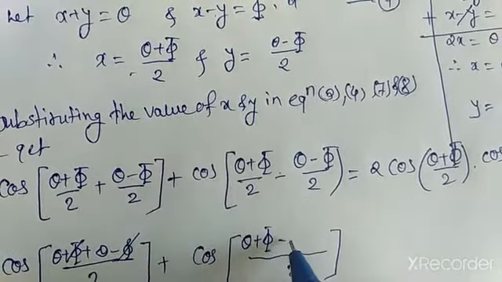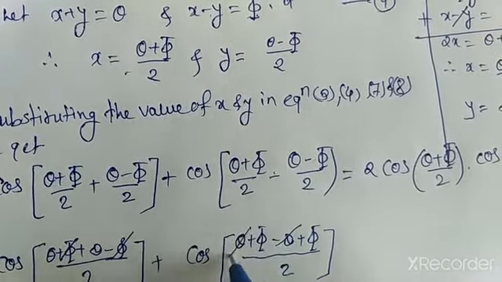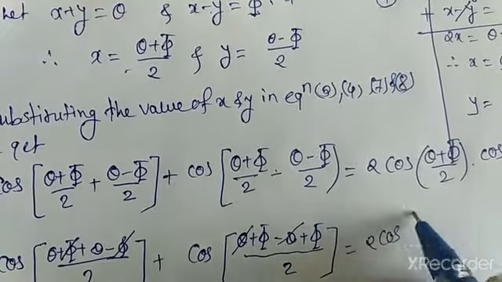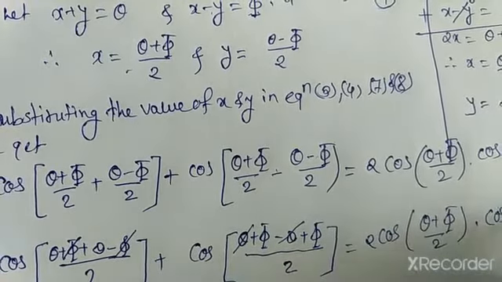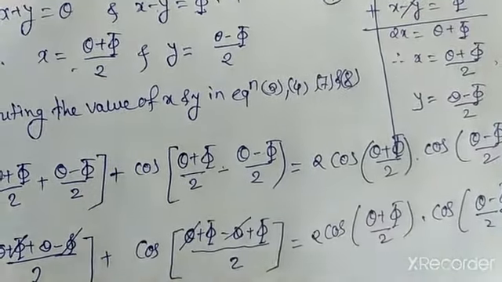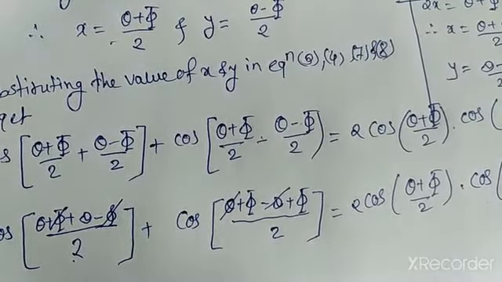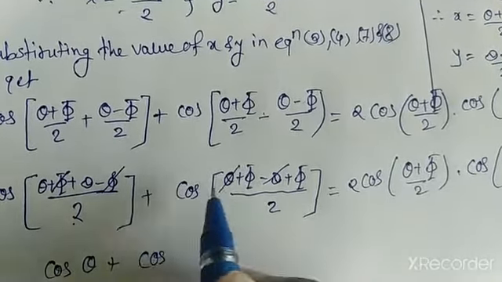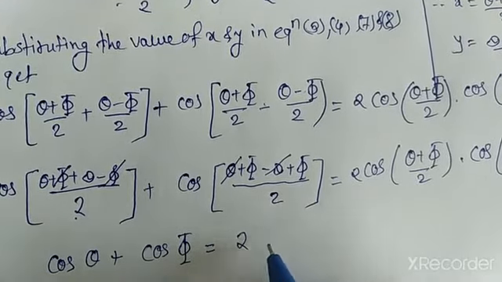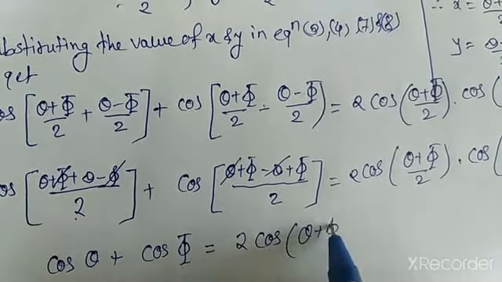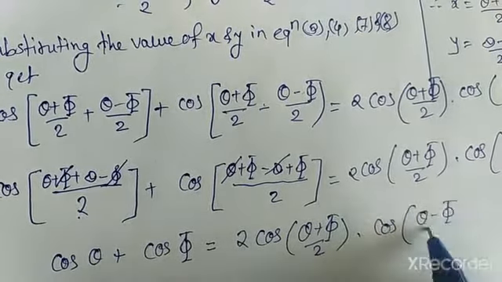− θ + φ)... okay, here θ will get cancelled, which is equal to twice cos of (θ+φ)/2 into cos of (θ−φ)/2. Okay, so here it remains twice θ upon 2, which is cos θ, plus cos, here twice φ upon 2 will get cancelled, only φ remains, is equal to twice cos of (θ+φ)/2 into cos of (θ−φ)/2.